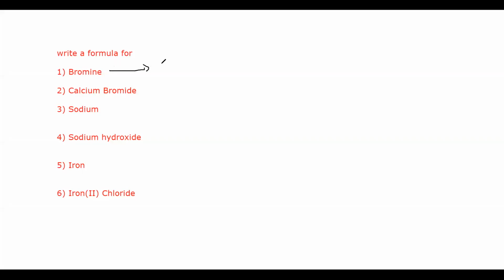Bromine is an element and it's a non-metal, so it will be Br2. Calcium bromide is a compound, an ionic compound. Calcium is +2. Bromine is group 7, so then it will be -1. Then it will be CaBr2. Sodium is Na.